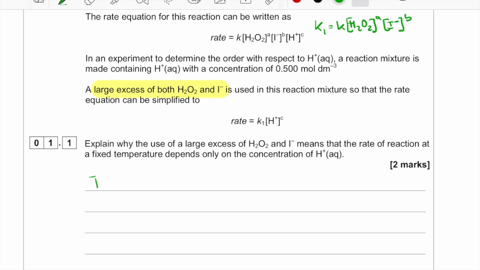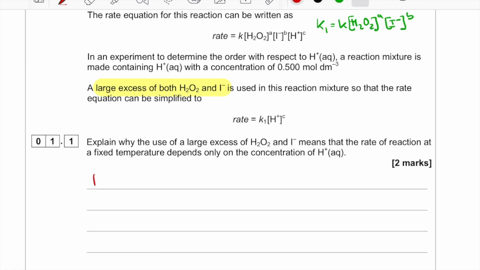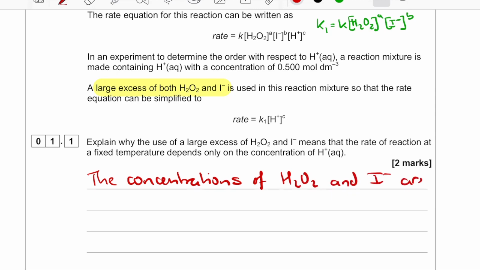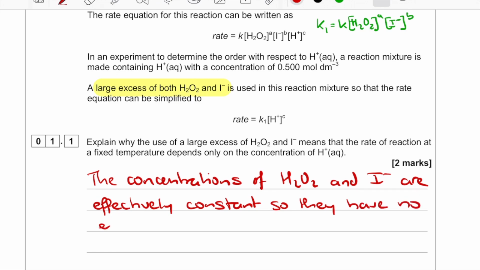So the concentrations of the hydrogen peroxide are effectively constant. So that's one mark, but we've got to also explain why that's important. So they have no effect on the rate of reaction. They are control variables.